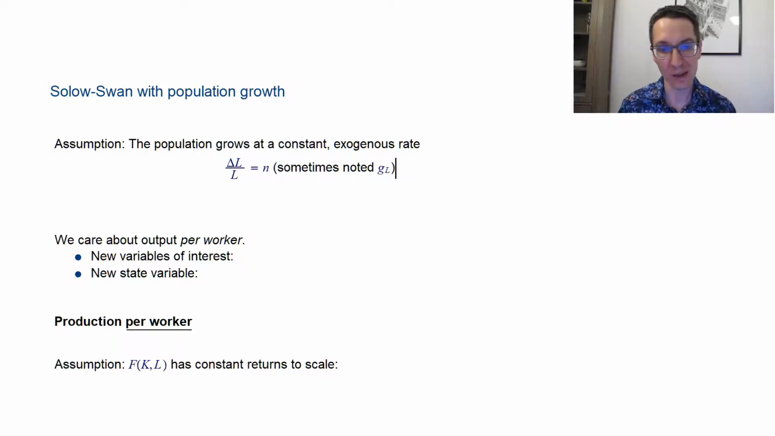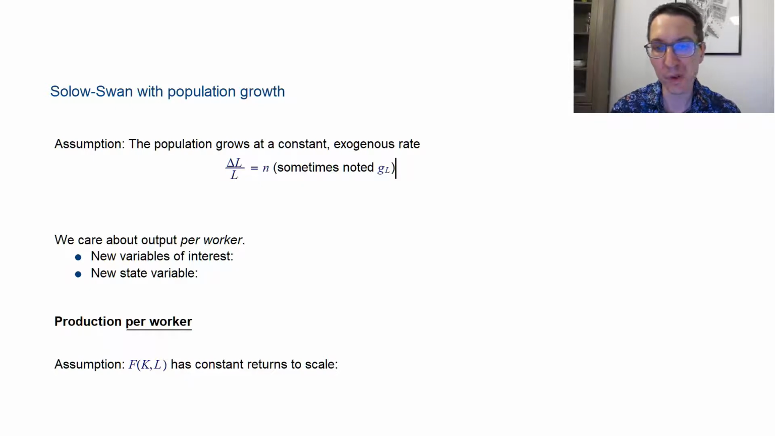However, here what we see is that it's a constant growth rate every year. So it means that K cannot be constant in the steady state. As long as people join the labor market, K is always going to increase.